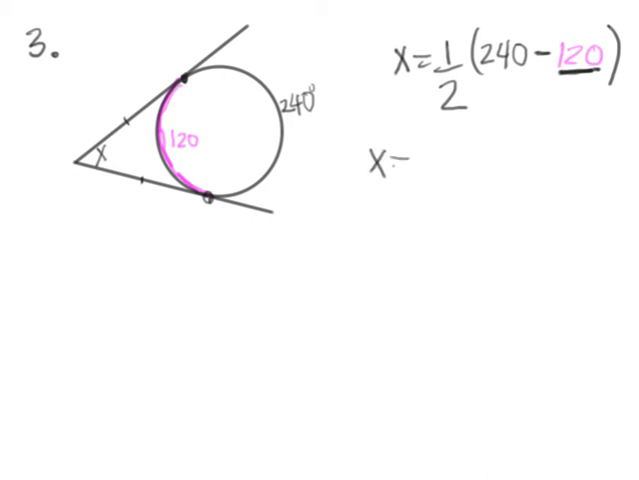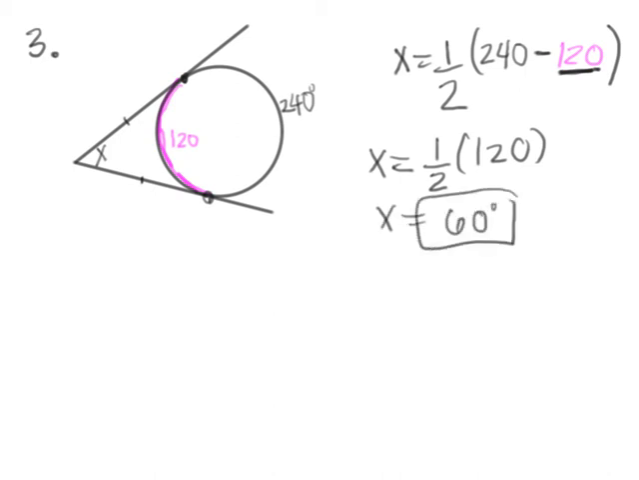So x is 1/2 of 120, which is 60 degrees. Okay, very good. And then number 4, last one. As you may have guessed, we're going to hit that last case. This time, instead of having 2 secants or 2 tangents, let's have one of each.